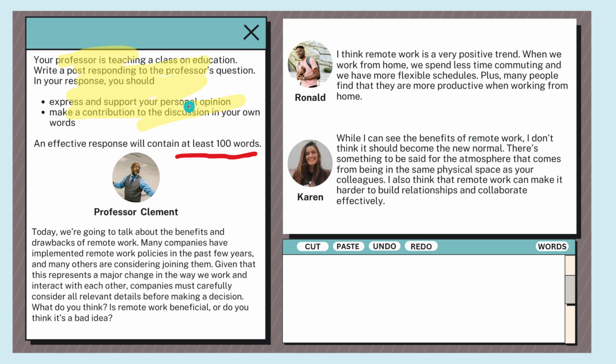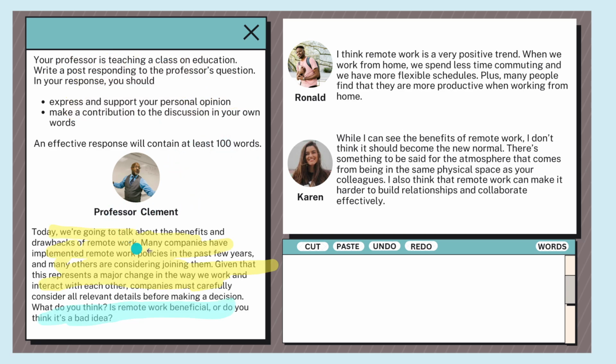First up is the introduction, and this is going to be the same no matter what the question is, except they'll change the subject of the class. So you can probably skip this on test day. It's just going to say that the professor's teaching a class, and you should answer his question by supporting your personal opinion and making a meaningful contribution to the discussion. And it's going to say that your response should contain at least 100 words. This is not a word limit. It's just saying that your answer should be at least 100 words, not less. It can be many more words if you wish.